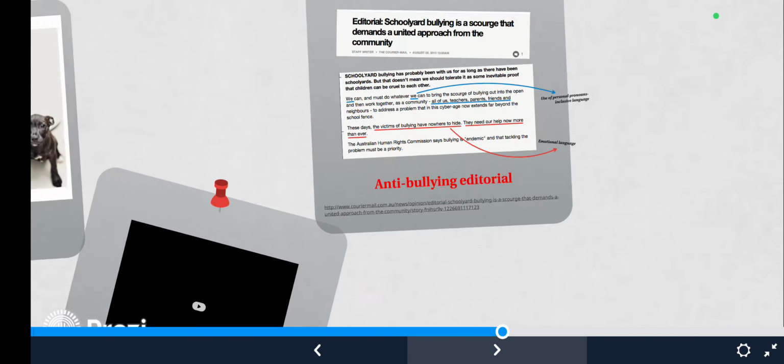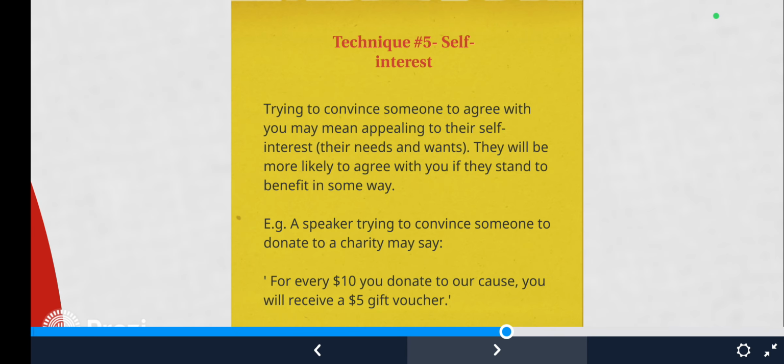Now we're going to work on technique number 5, that is to call self-interest. For example, trying to convince someone to agree with you means appealing to their self-interest, their needs and wants. They will be more likely to agree with you if they stand to benefit in some way. Here is, for example, when you make the person think that buying your products can benefit them in some way.